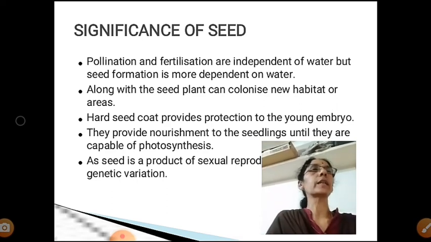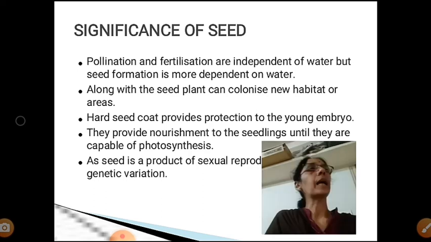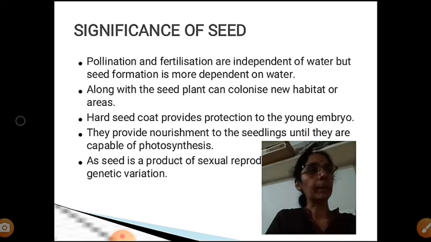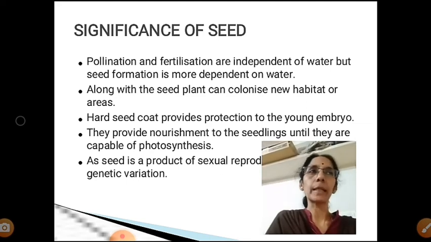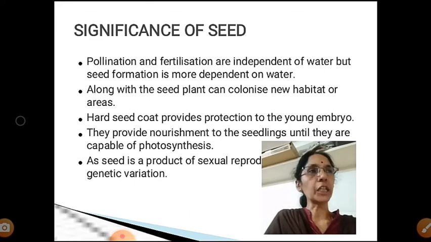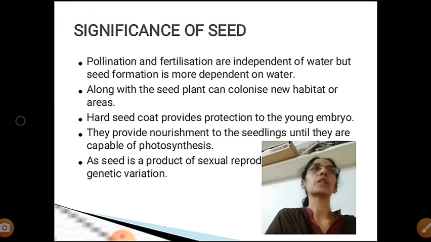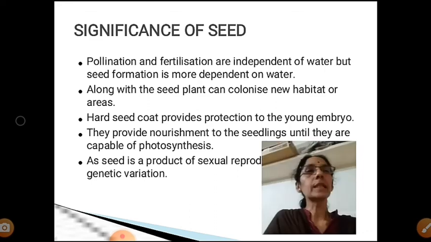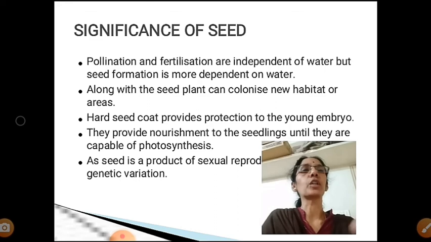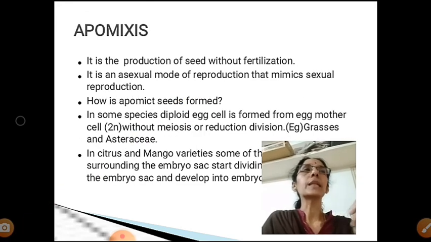So what are the significances the seed has? One is that the seed coat gives protection to the embryo. Second, along with the seed, the plant can reach or colonize new habitats. Third, it provides nourishment to the seedling until it is capable of doing photosynthesis. As seed is a product of sexual reproduction, it gives genetic variation. Pollination and fertilization may be independent of water, but seed germination needs water. This ensures germination only during favorable conditions.